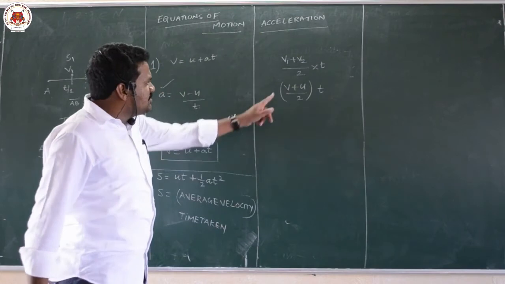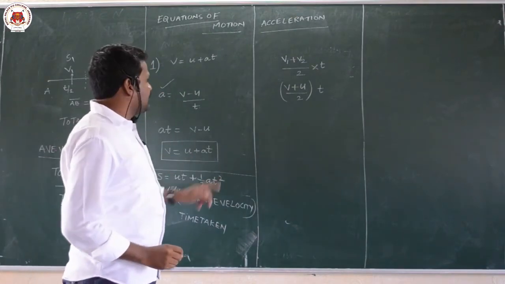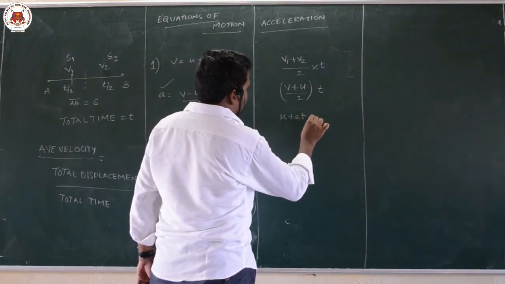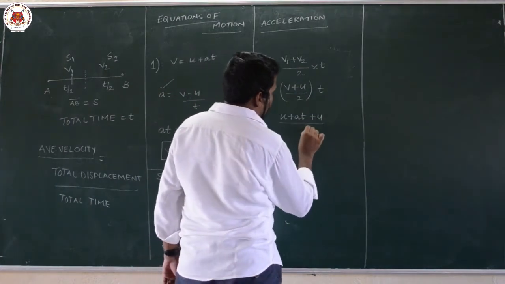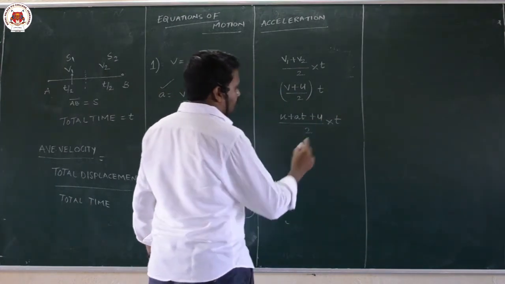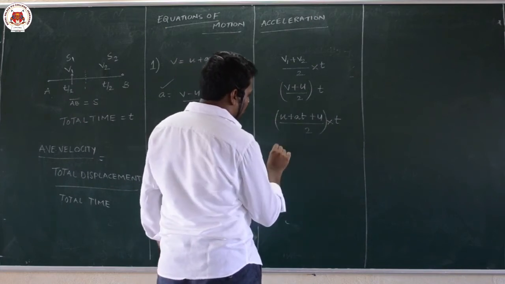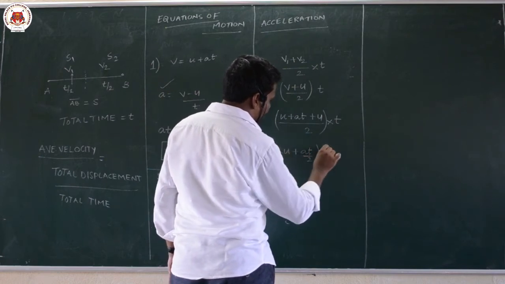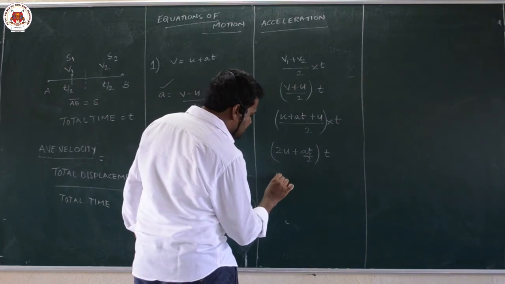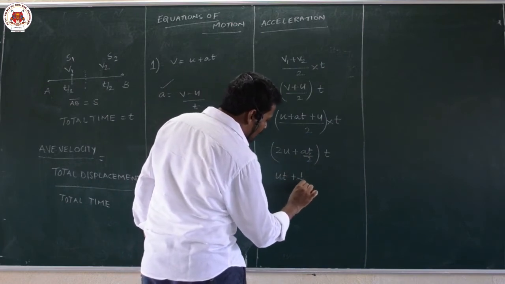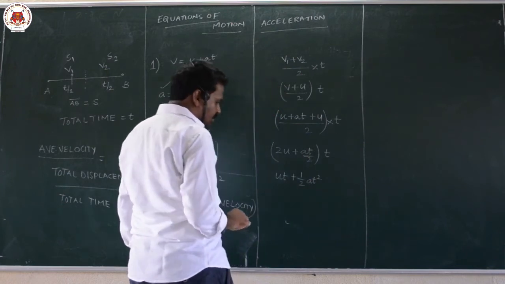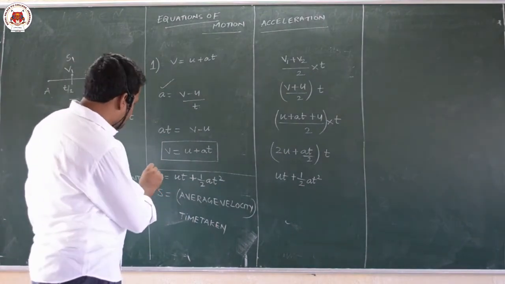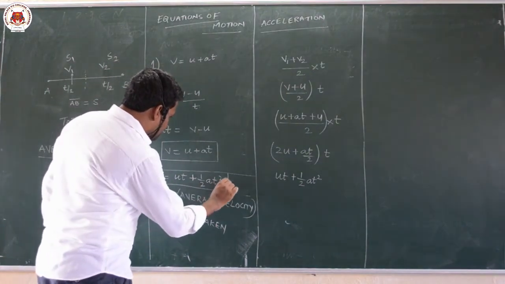Again, v is equal to u plus at, so we get u plus at plus u by 2 into t. Now this can be written as 2u plus at by 2 into t. Now what you will get is ut plus half at square. So s is equal to ut plus half at square. This is the second equation.